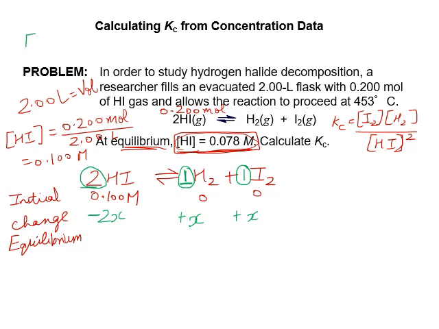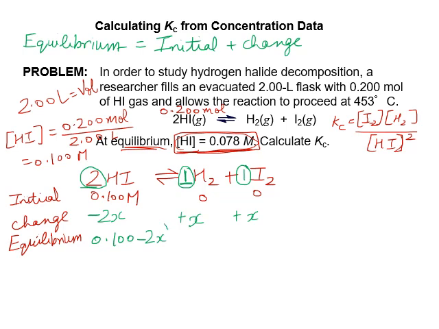So in your ICE table, equilibrium values are going to be equal to your initial plus change. In this case, my initial is 0.100 plus the negative 2x, which would give me 0.100 minus 2x. I'm adding these up. It's just that this value is negative to begin with. This would be 0 plus x, which would be x. Iodine will be 0 plus x, which would also be x.